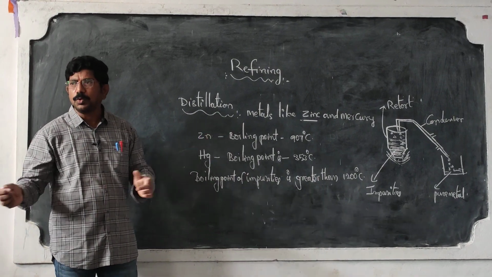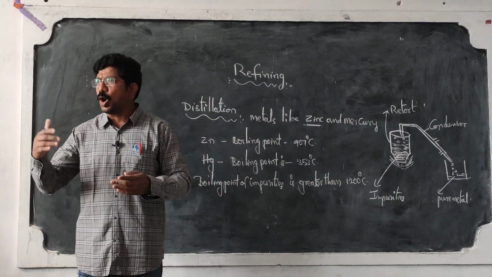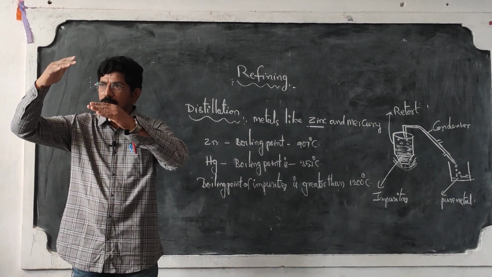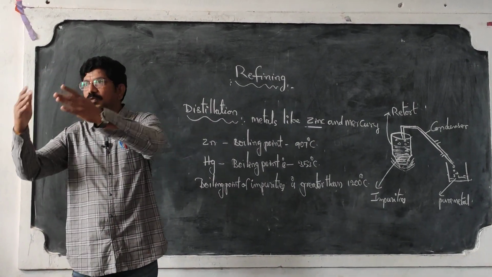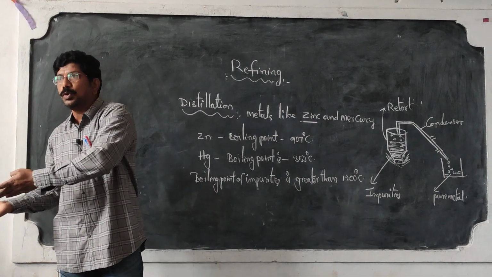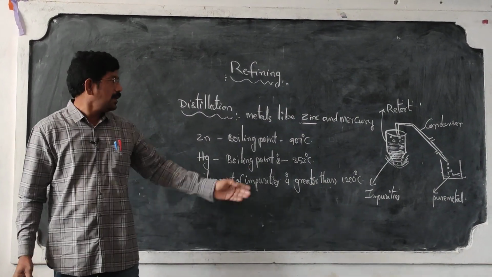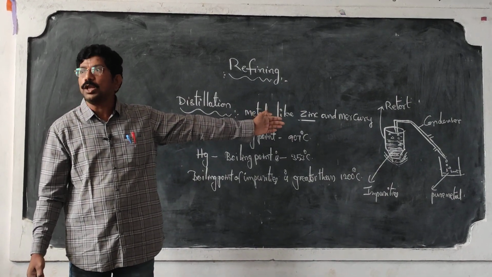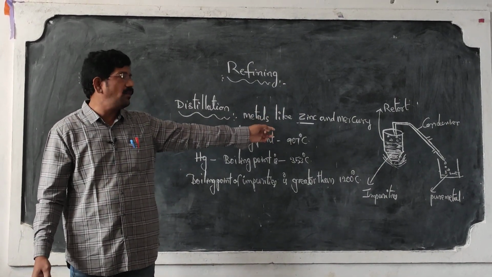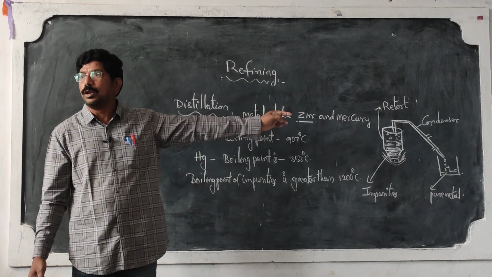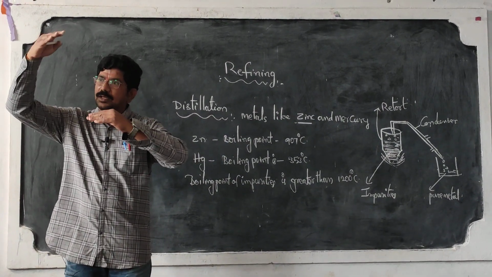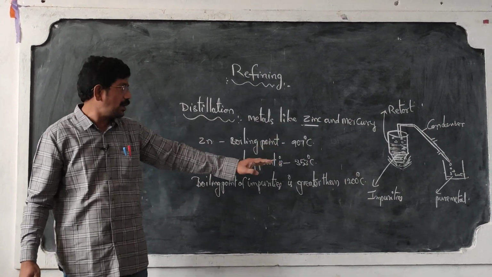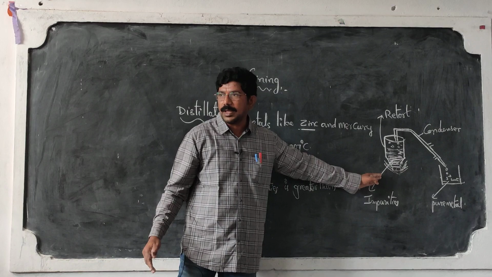For example, take the case of water. Water boils at 100 degrees centigrade, so it vaporizes. When you collect those vapors, you get the liquid again, pure water. In the same manner, in this method, the metals have a low boiling point, so they vaporize first, and the vapors are collected. The impurities are left over as non-volatile substances.